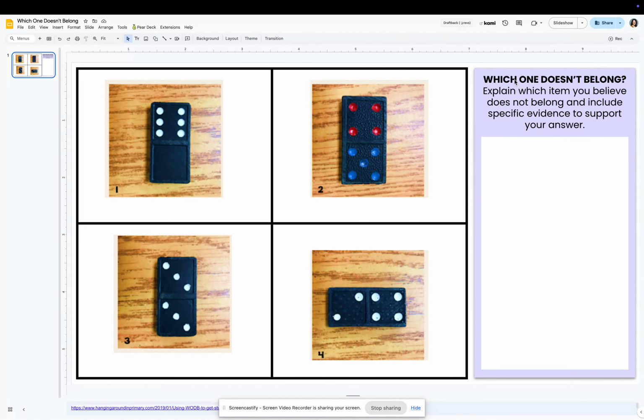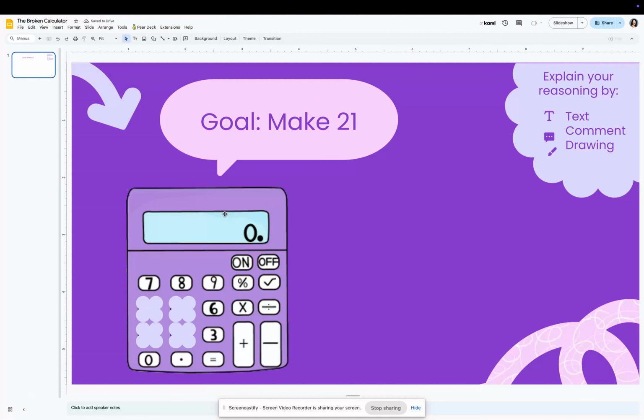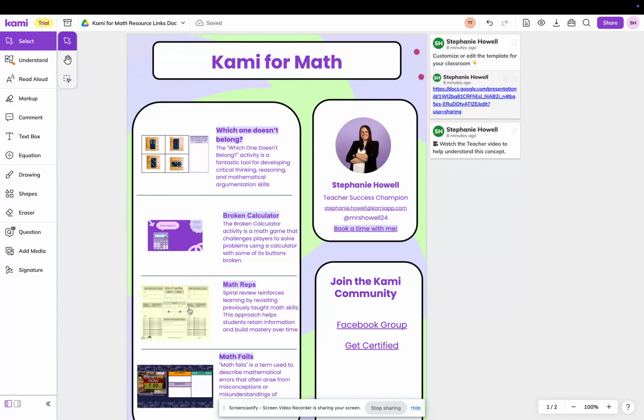So for example, for Which One Doesn't Belong, students have 4 different images or 4 different things in these boxes. Then they have to explain which item here they believe does not belong, and they need to conclude evidence to support their answers. This next one is the Broken Calculator, where students are going to have missing numbers down here, and they have to explain their reasoning on how they make 21 without having these key things on the calculator. So again, they're going to use reasoning to explain their thoughts and their ideas.